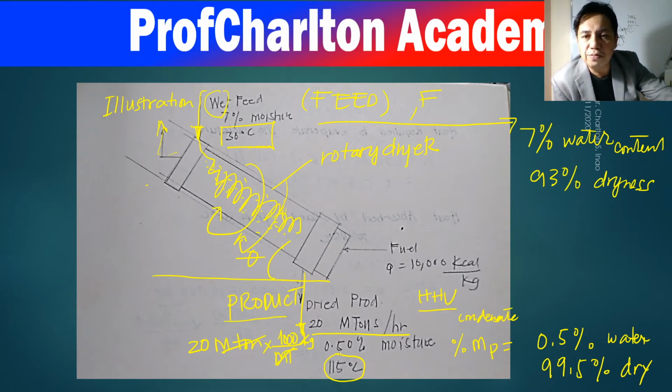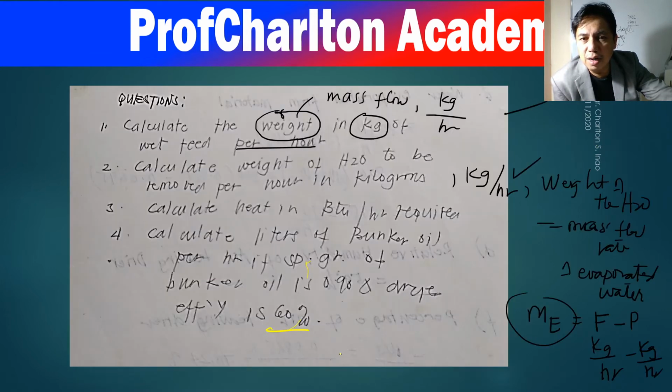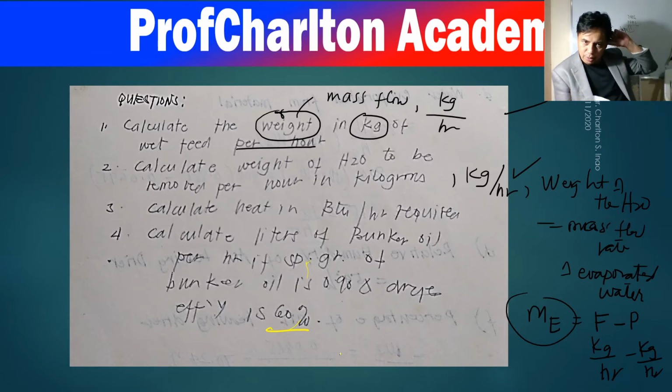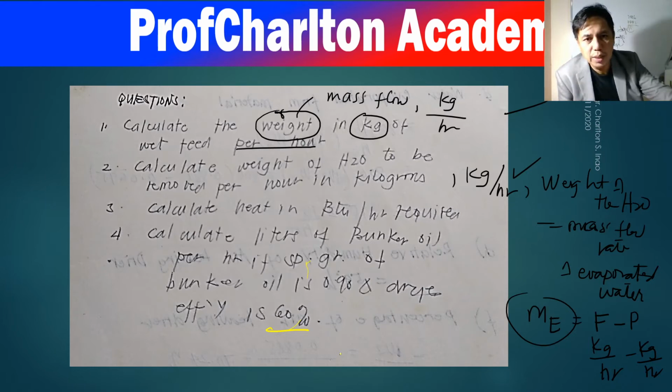So we could start with the first problem, I guess. Our first problem, a question to be solved, is this: calculate the weight or the mass in kilogram per hour of wet feed per hour. And number two is calculate the weight of water to be removed per hour in kilograms.